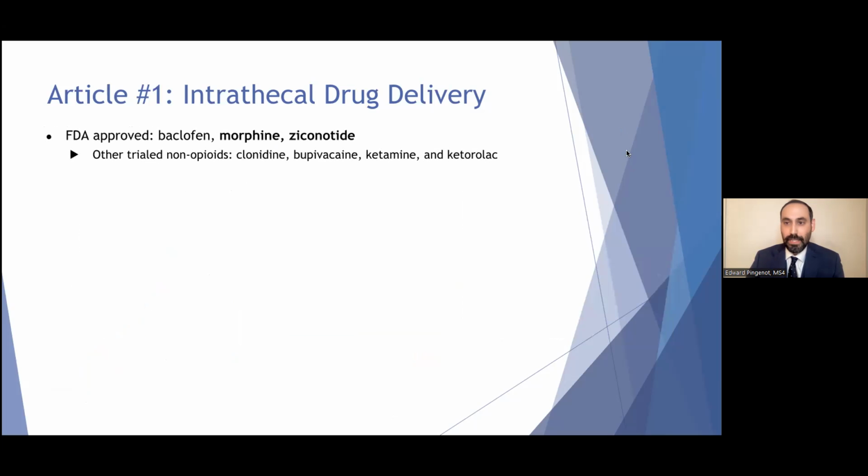Dr. Galati can speak to this a lot better than I can, but it is noteworthy to say that other medications are sometimes used in the pump as well, with different combinations. Some of those include clonidine, bupivacaine, ketamine, and ketorolac.